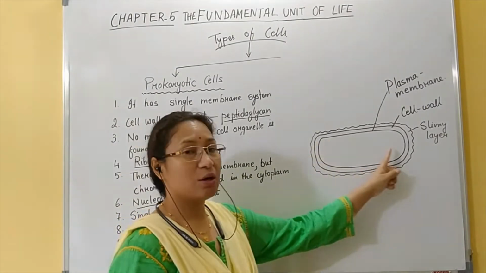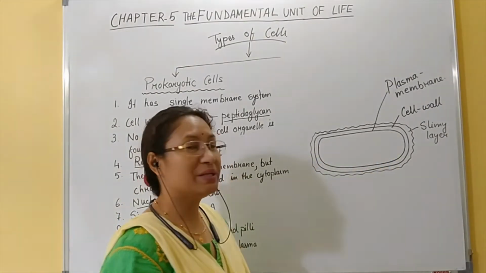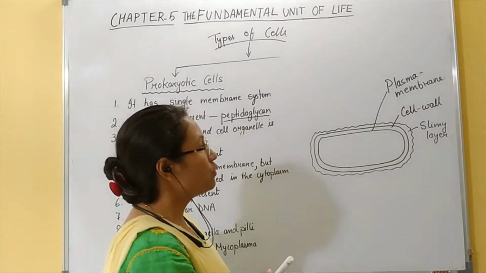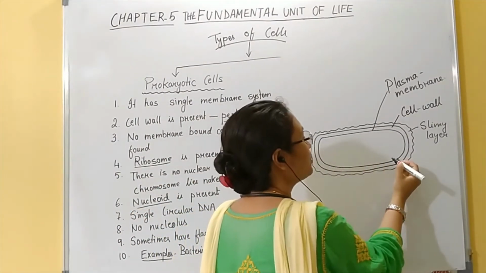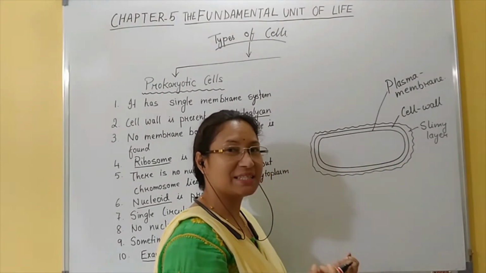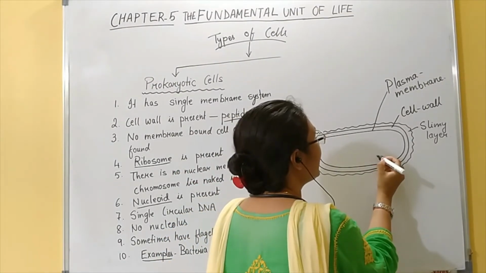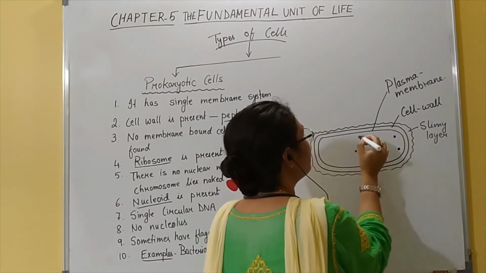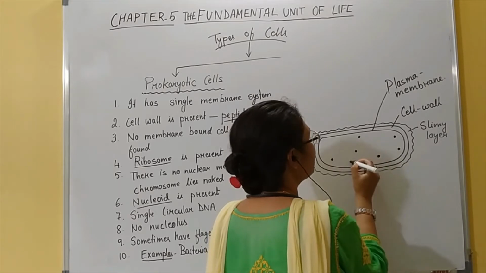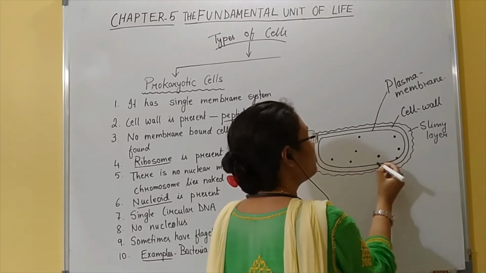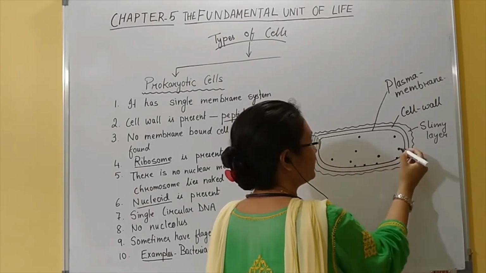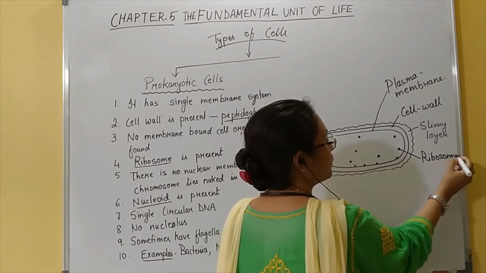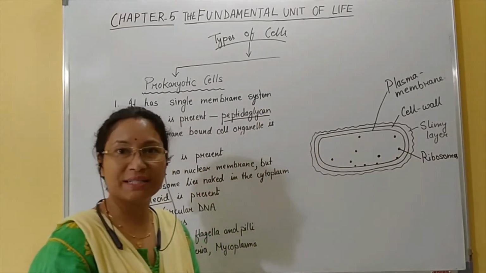So in all these functions, most of the functions will be taken up by this membrane system, by the plasma membrane. So we find that the ribosome also, because it has to do protein synthesis, so ribosome is important, and we know ribosome is not bounded by any membrane. So ribosomes may be freely floating in the cytoplasm, or sometimes it may be bound to the membrane. So ribosomes are present. Only the membrane bound cell organelles are absent.